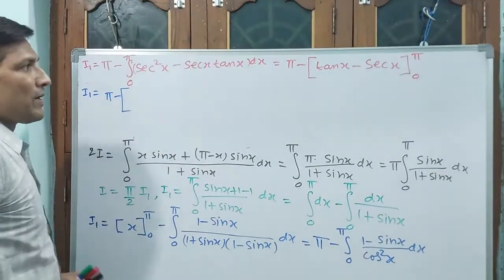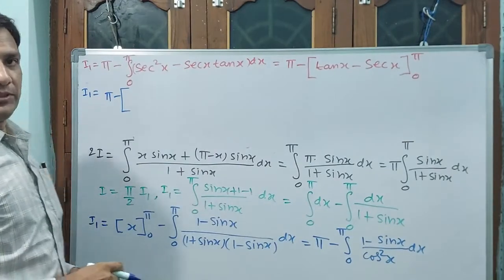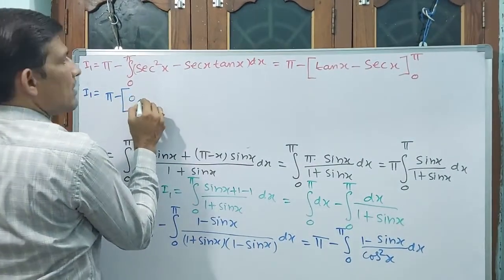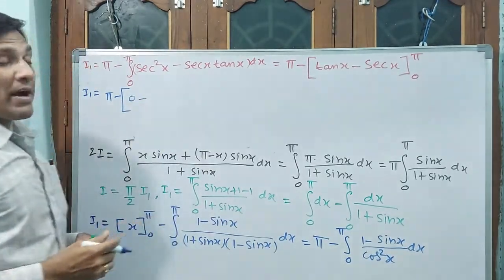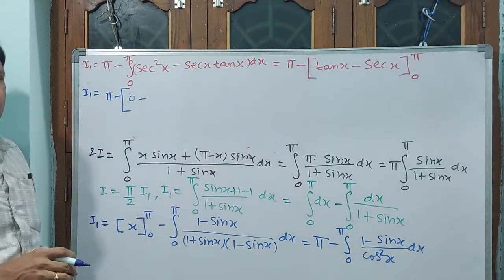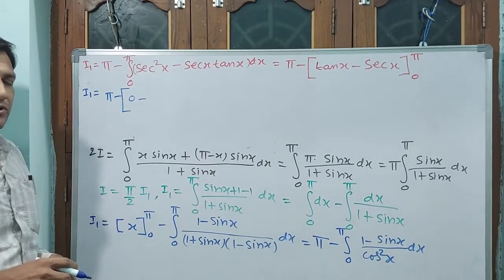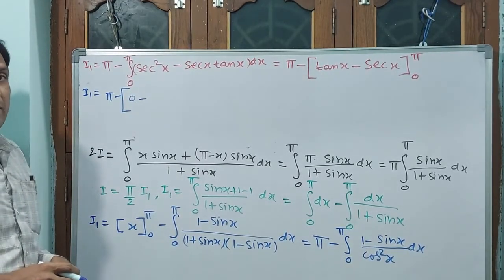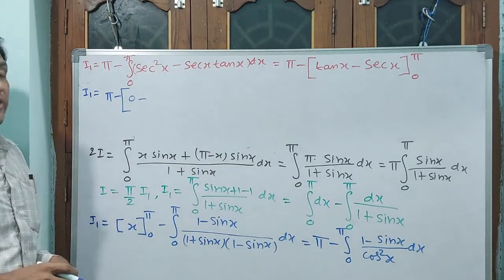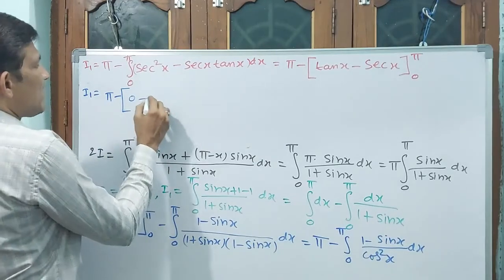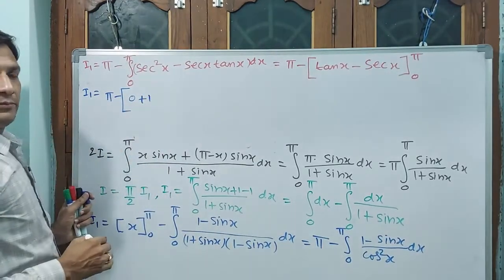You see, tan pi will be 0. Tan 0, 0. Tan pi also 0. Okay. Minus. What is secant pi? Secant 180 degree. Secant pi. See, cos pi will be minus 1. Secant pi also 1 of minus 1. 1 by minus 1. Minus 1 only. Minus of minus 1 plus 1. Okay.